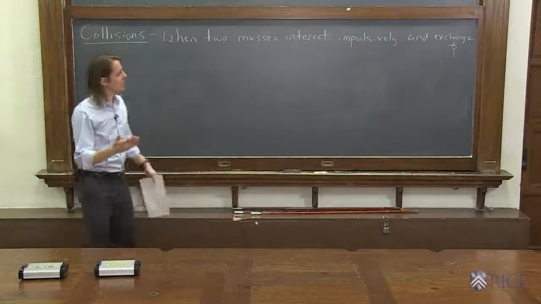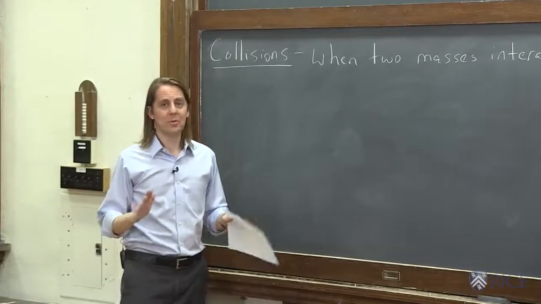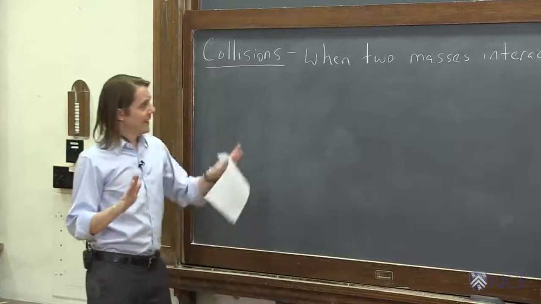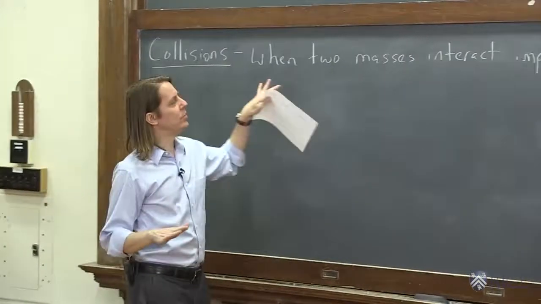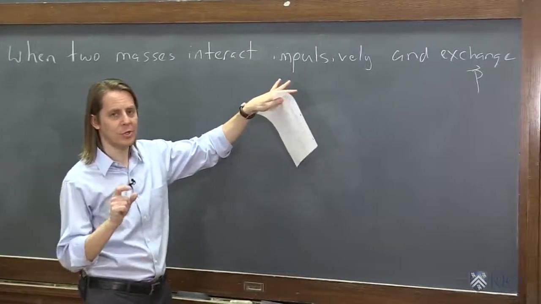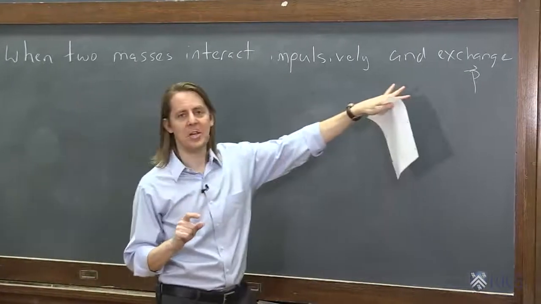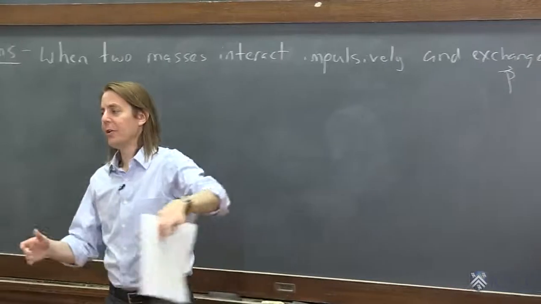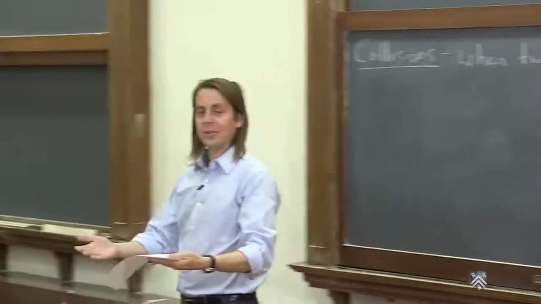Now we're going to talk about collisions. There can be a lot of really complicated collisions. We're going to start simple and just think about two masses. When two masses interact impulsively, and you know what that means now, big force, short time, they exchange momentum. We're going to illustrate all of our simple two-body collisions here with these cars.